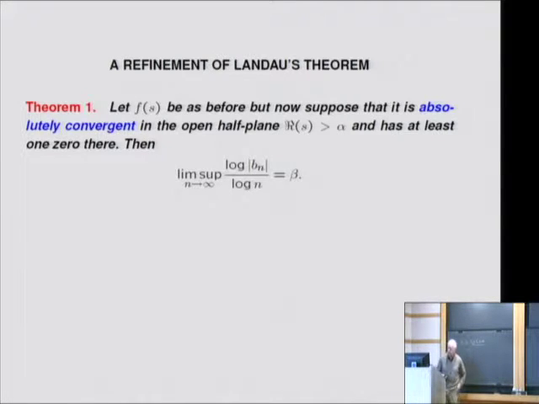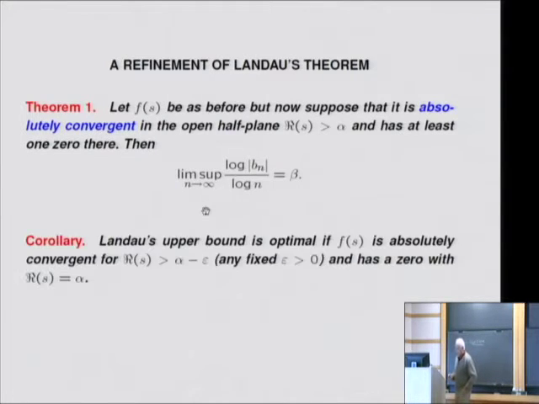So let's give a refinement, assuming that now this series is absolutely convergent. Then the upper bound is sharp. If it has a zero in that half plane of absolute convergence, and beta now is the least upper bound for the real part of zeros, then there are some b_n which grow like n to the beta. So this is the new theorem, showing that the reciprocal would have some very large coefficients. But keep in mind, the reciprocal converges for sigma greater than beta. So you cannot have too many large coefficients. So corollary, Landau's upper bound is optimal in this situation.